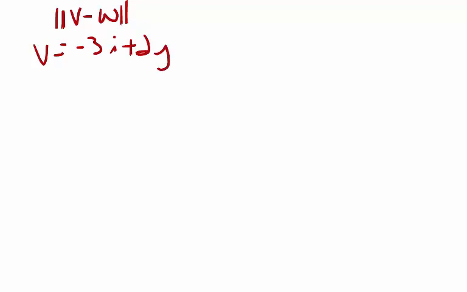Now let's take a look at a different type of example, which involves vector subtraction. Suppose we want to find the magnitude of vector v minus w, given vector v equals negative 3i plus 2j, in unit vector notation, and w equals 3i minus 5j.